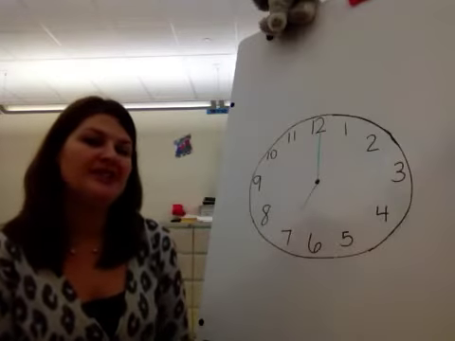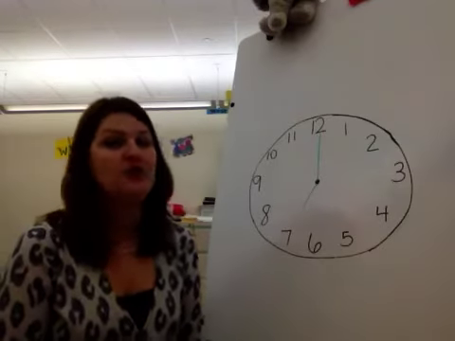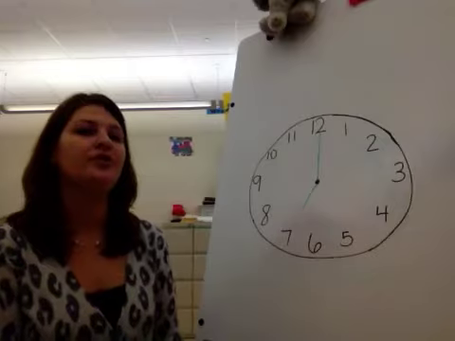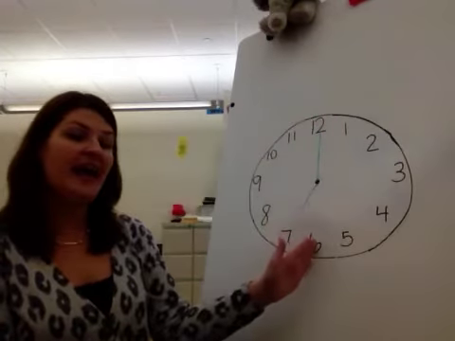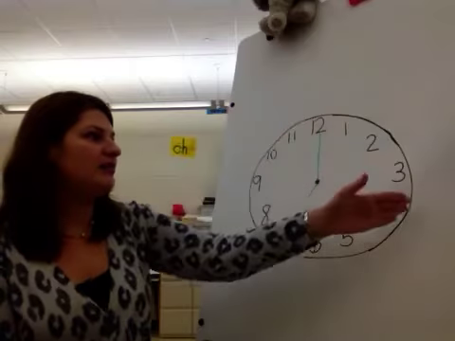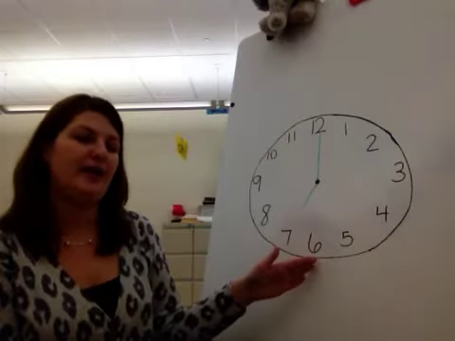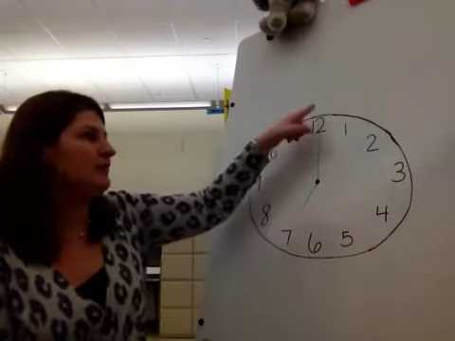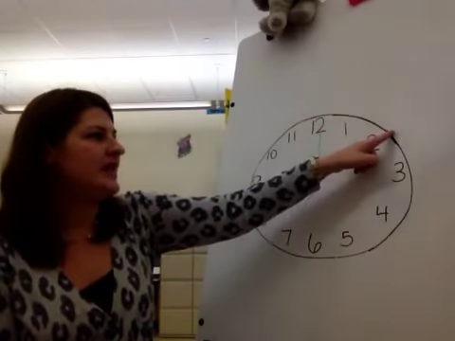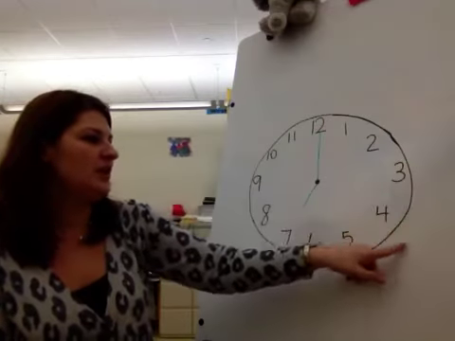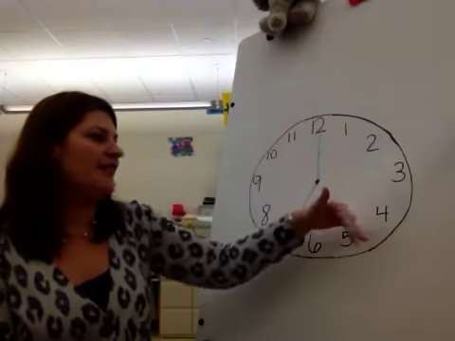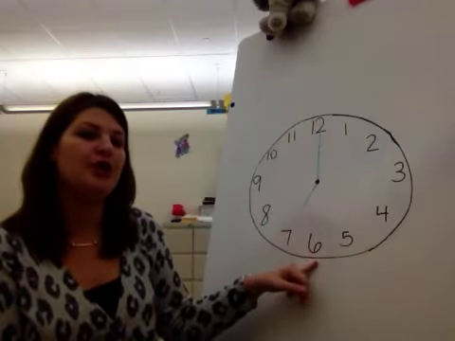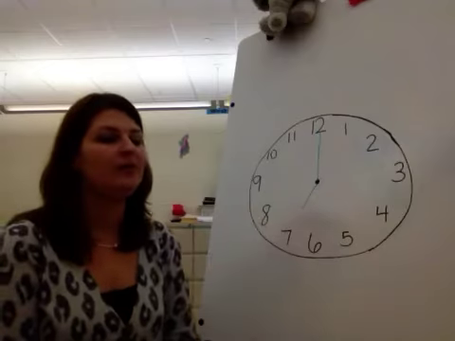Sometimes you'll hear people say half past, quarter after, quarter to. If we want to figure out half past, that's when we cut our clock in half. If we go halfway around the clock, we're going to figure out how many minutes that is. So count with me. 5, 10, 15, 20, 25, 30. So when we go half past, that means it has been 30 minutes past that hour.